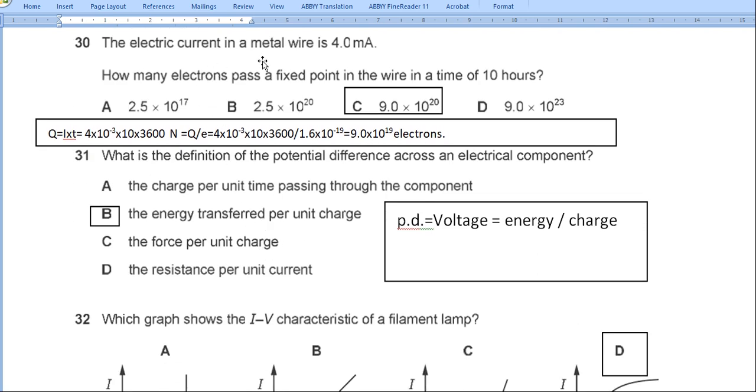The electric current in a metal wire is 4 milliamperes. How many electrons pass a fixed point in the wire in a time of 10 hours? So we should first calculate the charge. Charge is current multiplied by time. Time is 10 hours times 3600 because we turn it into seconds. And then we divide the total charge by the charge of one electron, which is given in the data, and we get answer C.